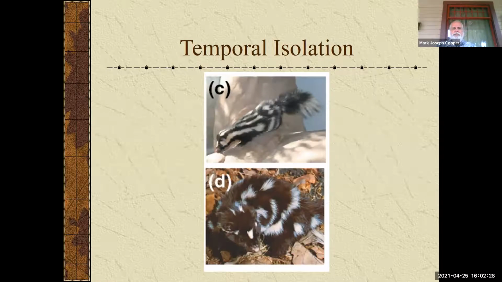Temporal isolation. These are two species that are found in the same area, but different parts of the year. So temporal is time. So they really are not going to breed at the same time, and they're not really found in the same area at the same time. They do overlap, but when one is looking for mates, the other is not really interested. So these are types of skunks.